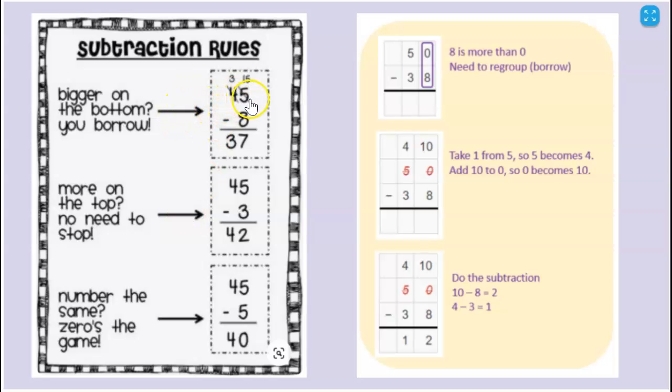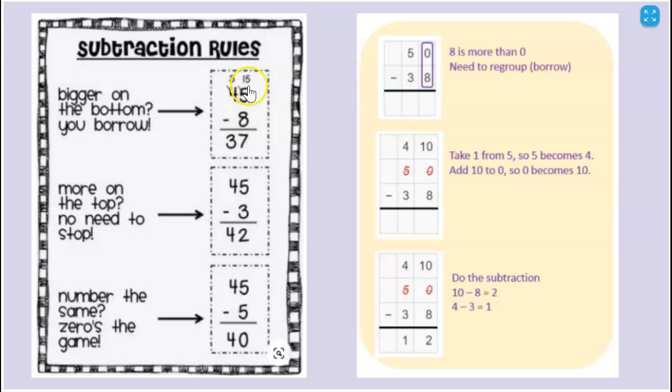number 45, we look at the 5 first, and then we look at the 8, because those are both in the ones row, right? This is our ones row, this is our tens row. So we look at our ones row. If the number on the top, the 5, is smaller than the number on the bottom, 8, then we need to borrow. Now let's think about this in another way.